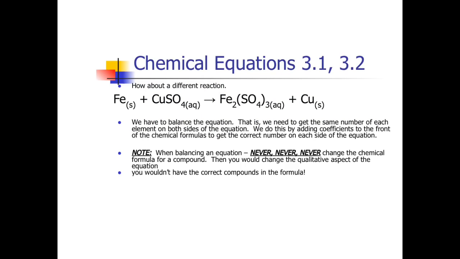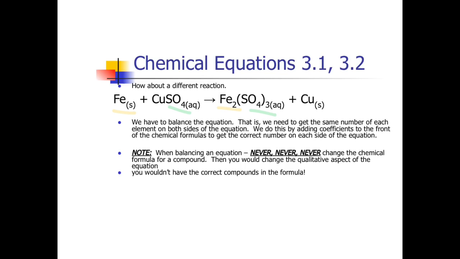So what do we do with chemical reactions when we can see that they obviously do not balance out? By looking at our iron, we can see that they are not balanced out. And if we look at our sulfate, we can also see that they're not balanced out. So what do we do? We need to balance them. How do we balance them?